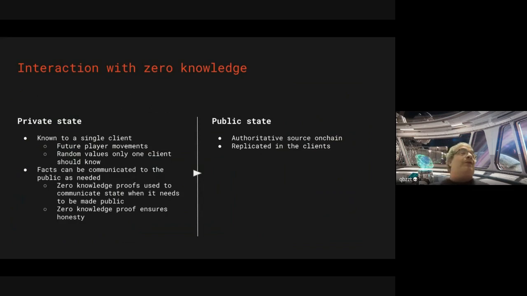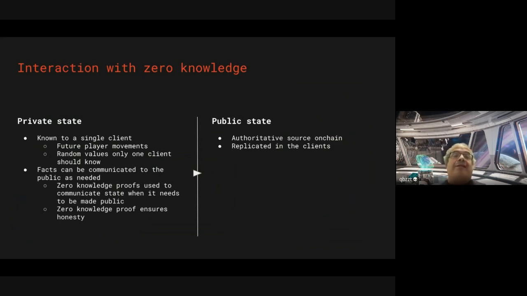Now, you're saying to me, Ori, that's nice, but this is advertised as autonomous worlds and zero knowledge. How does this interact with zero knowledge? I'm glad you asked. In zero knowledge, there is always private state and public state. The private state is known to a single client. For example, the movements that the player is planning in the future, or random values that only one client should know, and facts that can be communicated to the public as needed.